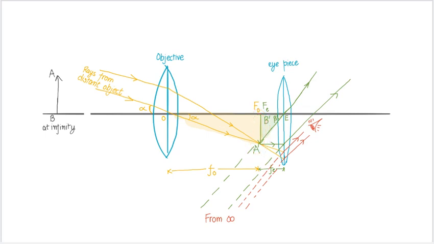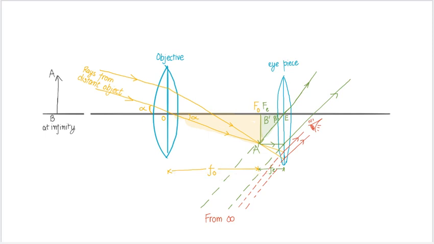Now, since your object is placed at infinity, the image is formed at the focus of this objective. So this distance represents the image distance, and since this is the focus of the objective, this distance also represents the focal length of the objective, which is denoted here.